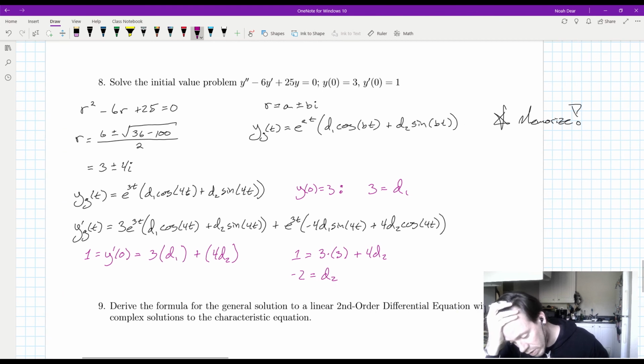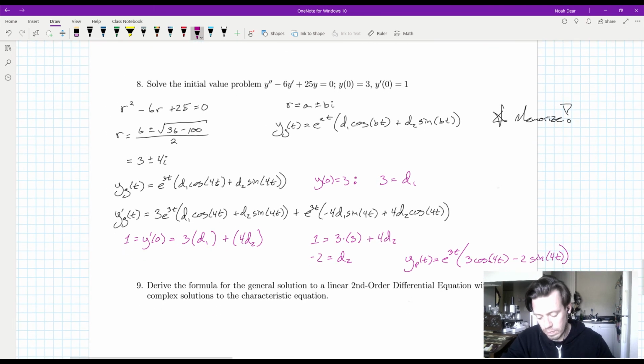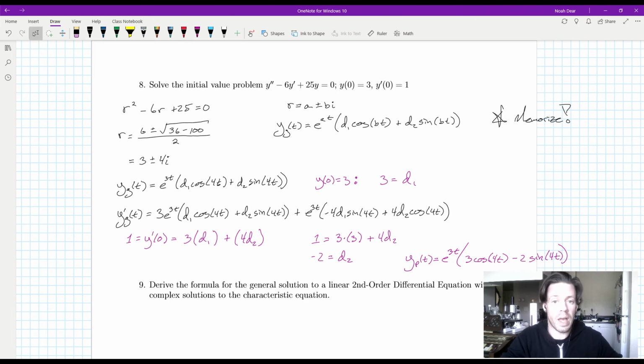And so our particular solution, y sub p of t, is going to be e to the 3t times d1, which is 3 cosine of 4t, minus 2 in for the d2 sine of 4t. And that's all we have for this problem.